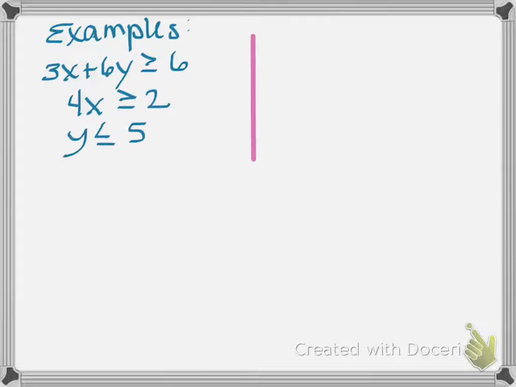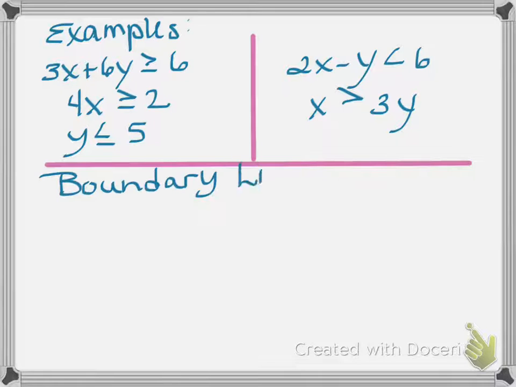Here are some examples. The first two have greater than or equal to. The last one there is y is less than or equal to 5. Got to remember what those symbols mean. And on the right-hand side, we have less than on the top example and greater than on the next example. Why did I separate them? Because to help you remember your boundary lines.